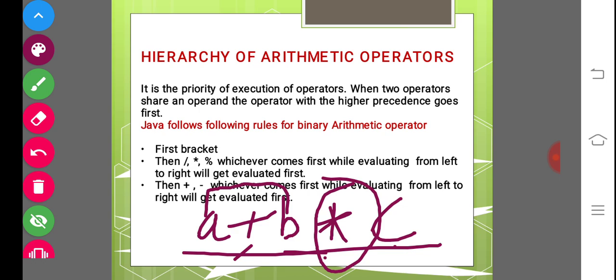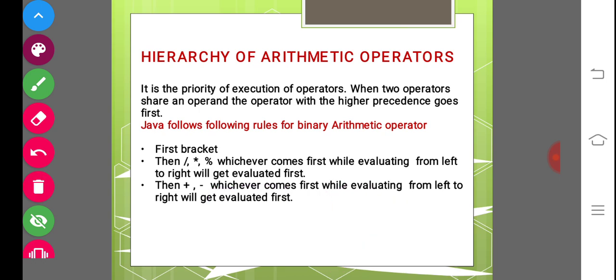Now again we will understand the working of the prefix and postfix and the hierarchy with some more questions.